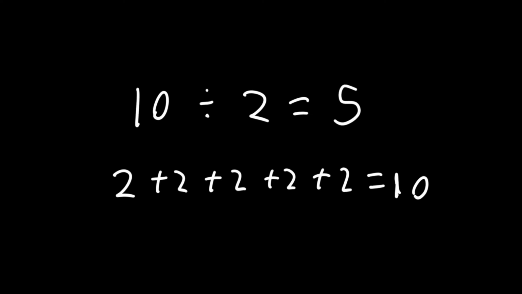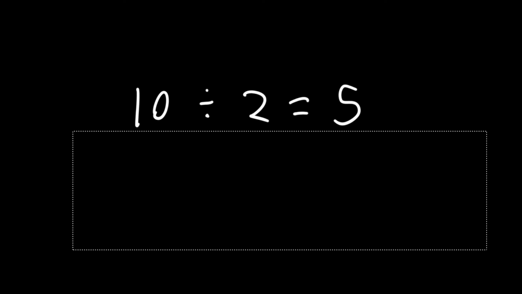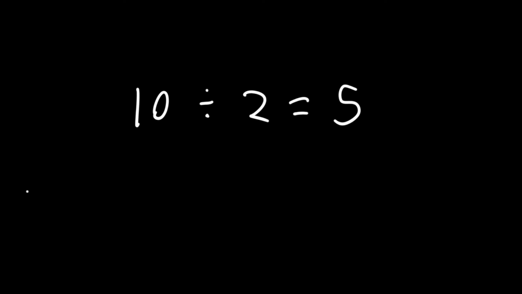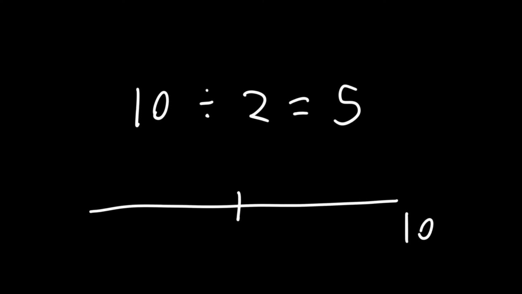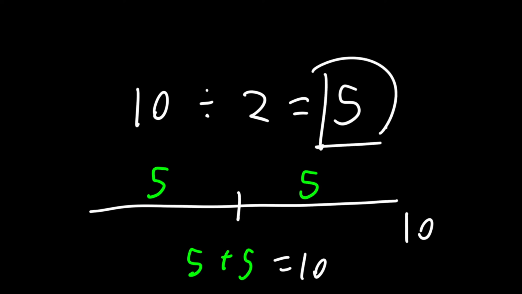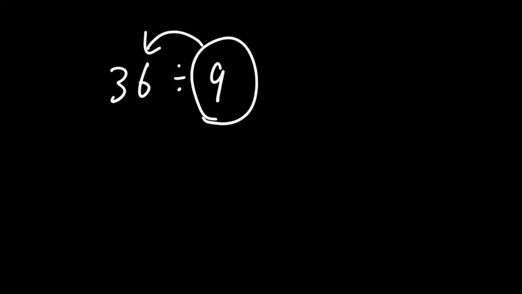And now let's check our work. If we split 10 into 2 parts, and we put 5 for these numbers, notice how 5 plus 5 equals 10. So we know we have the right answer. Let's try another one. Let's do 36 divided by 9. So we have to ask ourselves, how many times can 9 go into 36?